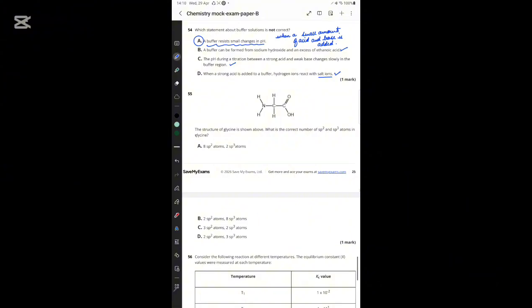For the next question, we have question number 55. The structure of glycine is shown above. What is the correct number of sp2 and sp3 atoms in glycine? First, carbon can be s, sp and sp2. So this carbon is going to be sp2 hybridized. Then if we see this oxygen, it has a lone pair on it. So this is s, sp and sp2, so this is also sp2 hybridized.